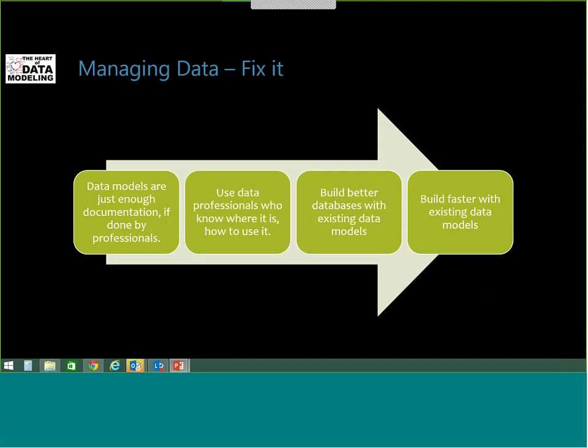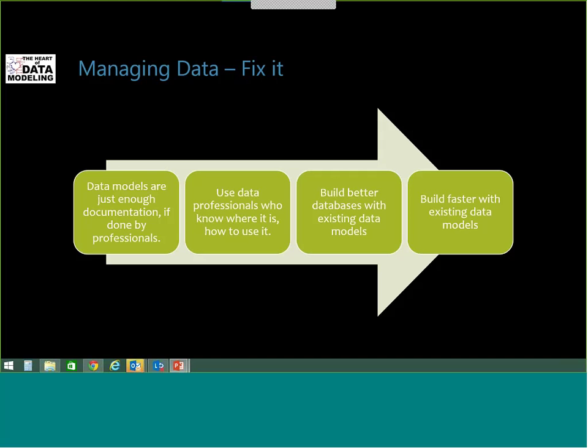So we fix this by getting people to understand that data models do fit the profile of just enough documentation if it's done by professionals who can do it fast and reuse existing structures. We want to use data professionals who know where all the data is and the data models and the metadata and how to do it fast. If you put a generalist on there who has never done a data model and has used a tool once in a college course, it's going to take them a long time and they're going to think it's just documentation.